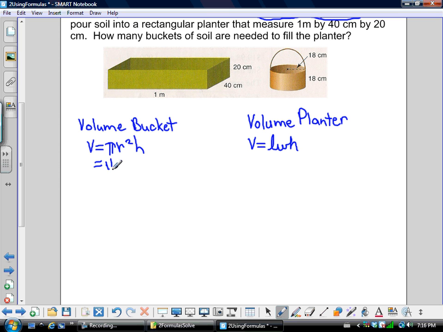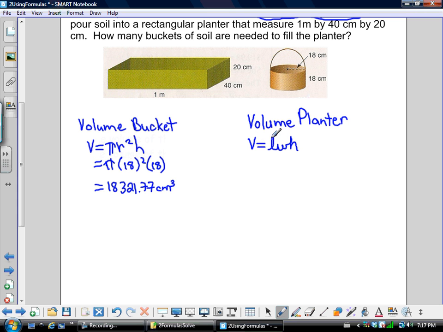So we have pi times 18 squared times 18. So actually that's 18 cubed. And we pull out our calculator, and by the magic of Mrs. Brodhagen's calculator, we end up with 18,321.77, and my units were the same. I did check it, centimeters, and it's cubed because we're talking about volume. All right, so now I know at least how much soil the bucket will hold.